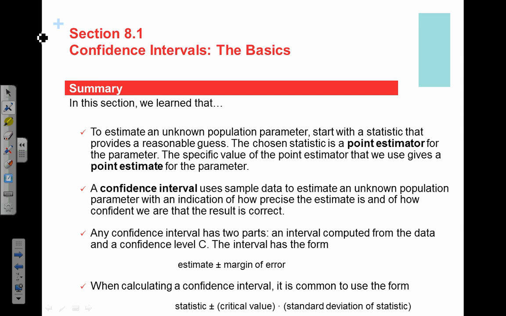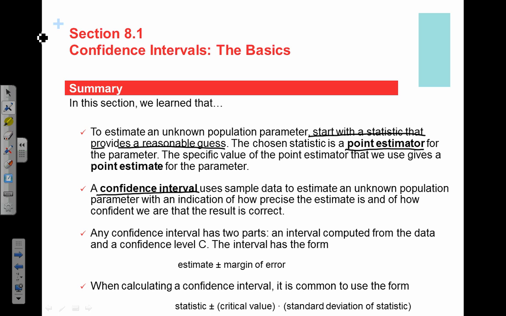All right. So basically in this section, let's summarize what all we learned. We learned to estimate an unknown population. You start with a statistic that provides you with a reasonable guess. Then the chosen statistic is called your point estimator for the parameter. That's your estimator. So you're going to get a problem, you're going to estimate with the information you have, a point estimator. Then you're going to make a confidence interval. You're going to take sample data and you're going to estimate with the confidence interval.